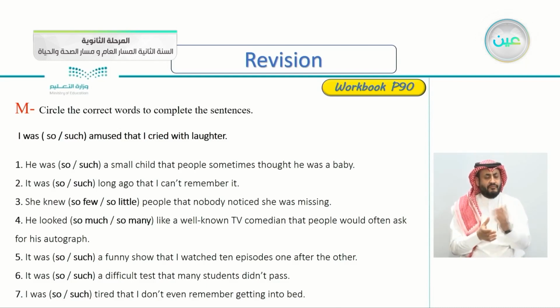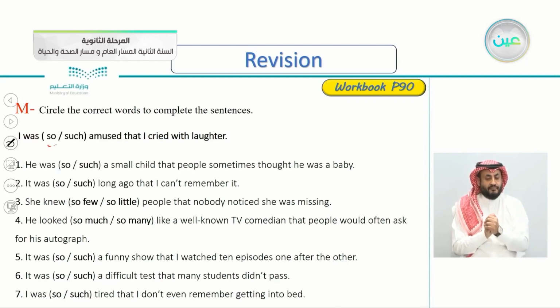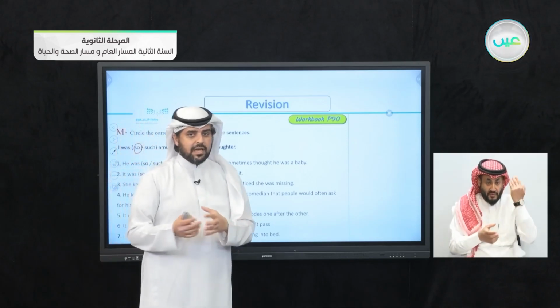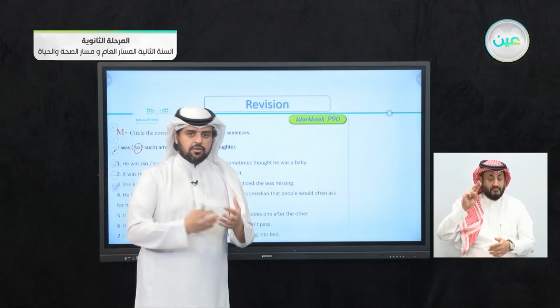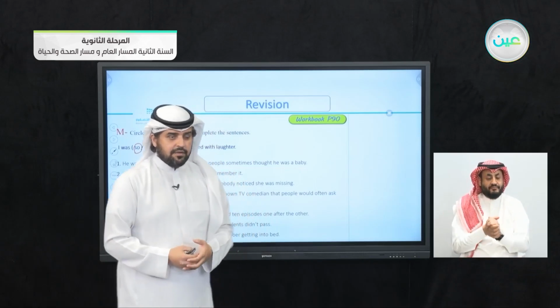Of course, we say I was so amused. The first one says here, I was so amused. This is the cause. So the effect here is that I cried with laughter. If you remember the lesson, so and such, they are cause and effect. So that, such that, cause and effect.